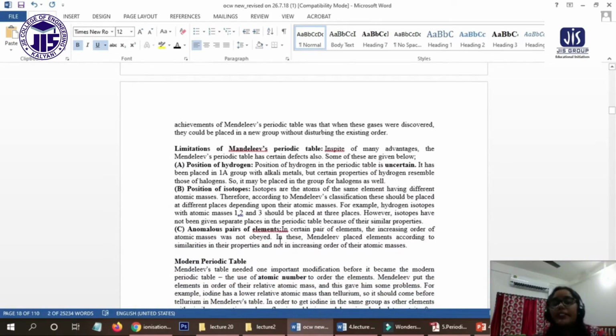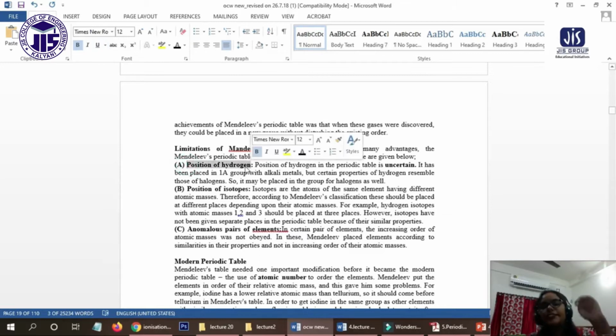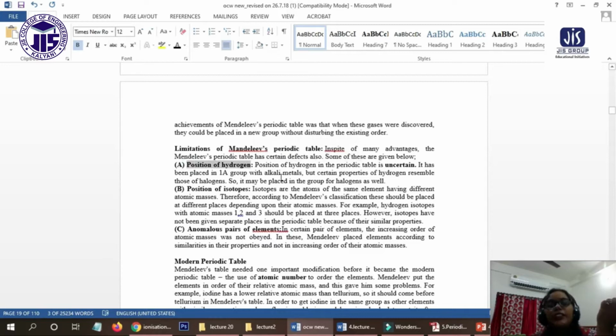Now, what are the demerits? We also have some limitations, some demerits of Mendeleev's periodic table. The first is the position of hydrogen. We cannot determine the position of hydrogen, because hydrogen has similarities with group 1A, the alkali metals, and certain properties are also similar to the halogens. So where do we have to put hydrogen?